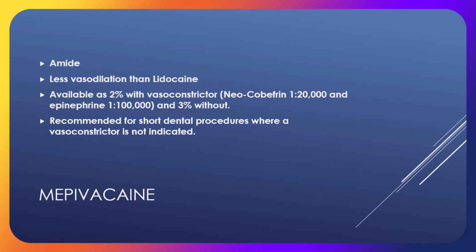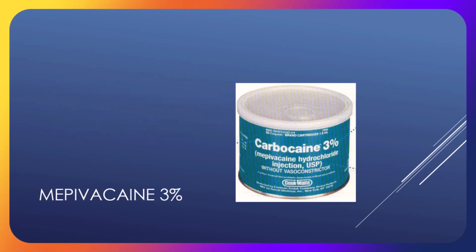Lidocaine and mepivacaine are xylidine derivatives. They have pretty equal potency. They have anticonvulsant properties. They're kind of intermediate acting with vasoconstrictors, short acting without. Lidocaine has a half-life of 1.6 hours, and mepivacaine, which is Carbocaine, has a half-life of 1.9. And here's mepivacaine or Carbocaine, so 3%.